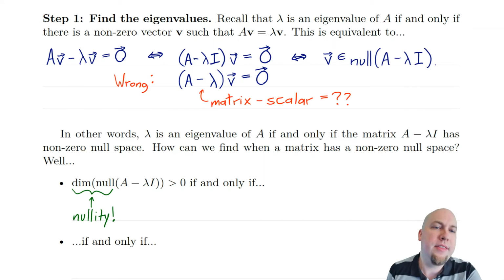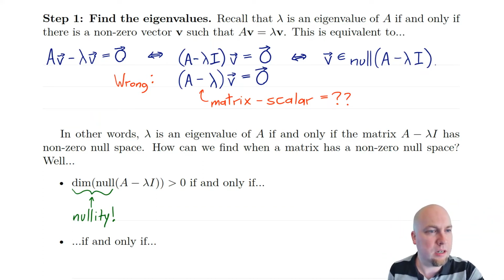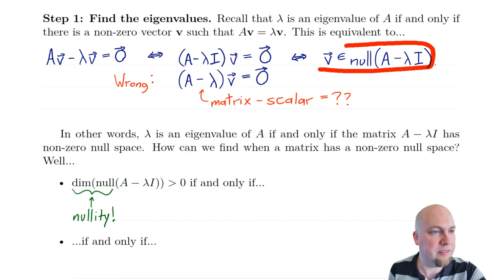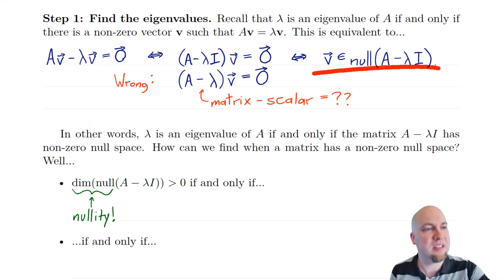All right, and this expression is equivalent to saying that this vector V is in the null space of this matrix. That's just the definition of the null space: the set of solutions of that matrix times V equals 0. So this is all equivalent to V being in the null space of A minus lambda I. Now remember, what are we trying to solve here? We're not trying to find V, but rather we're trying to find the lambdas that make this solvable.